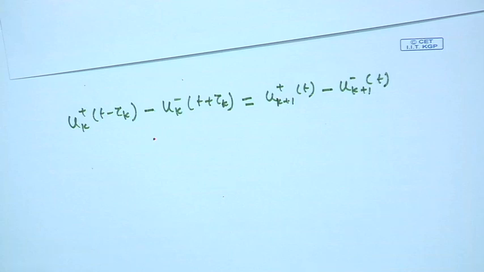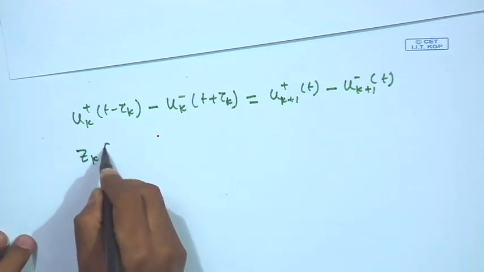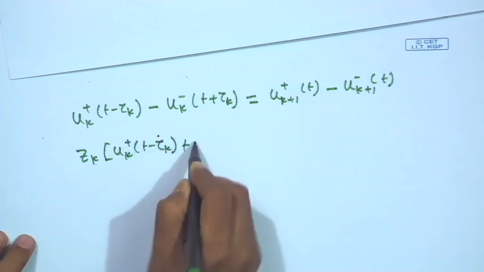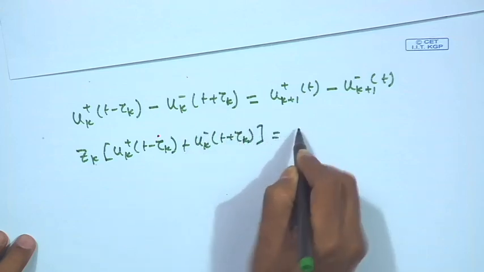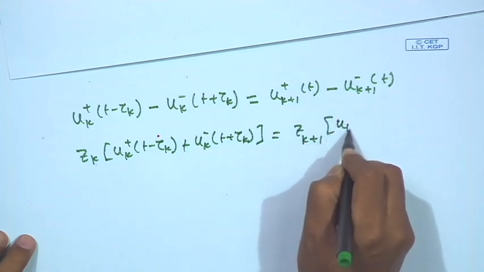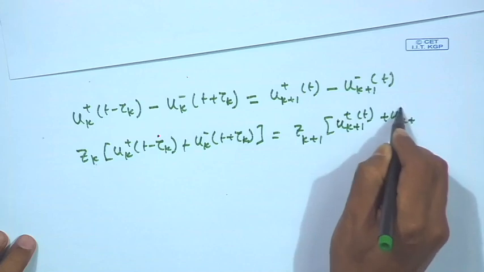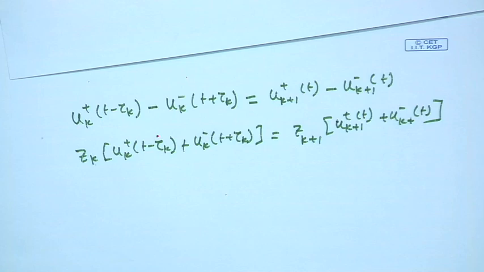Okay. Second one is that output pressure of the kth tube will be equivalent to the input pressure of the k plus 1 tube. So, what is output pressure of the kth tube? Z k into u k plus t minus tau k plus u k minus t plus tau k, which will be equal to z k plus 1 into u k plus 1 plus plus u k plus 1 minus t. These are two equations I will get from the condition.